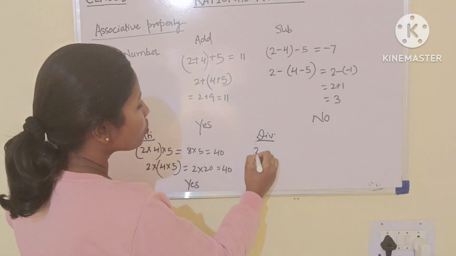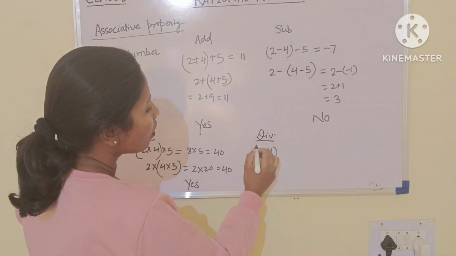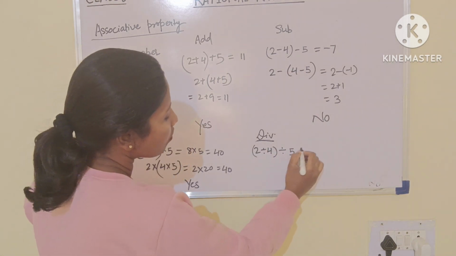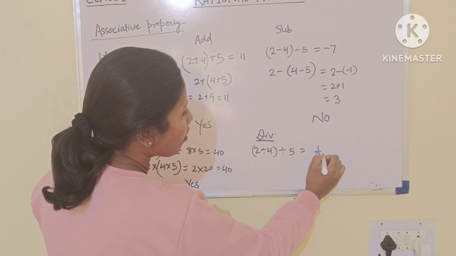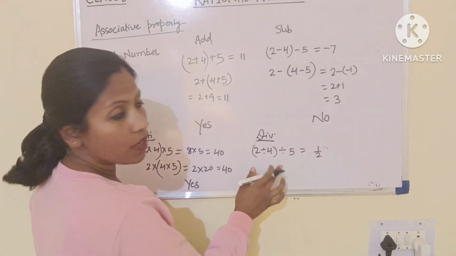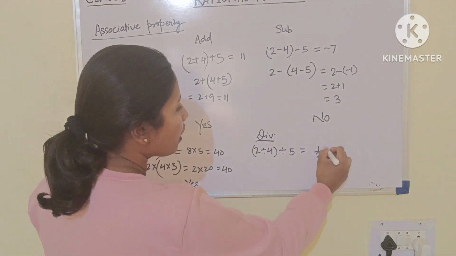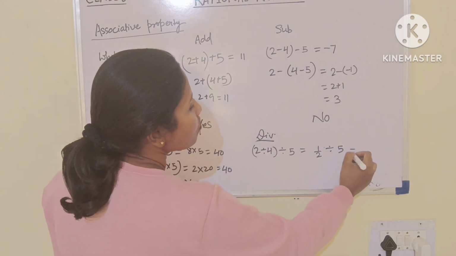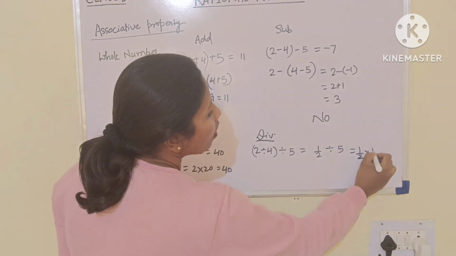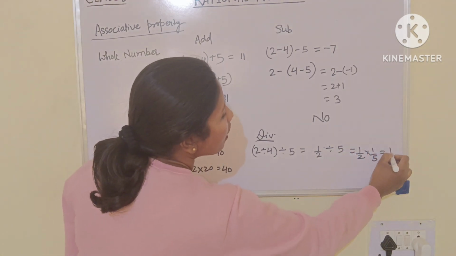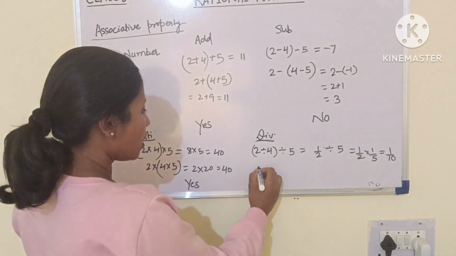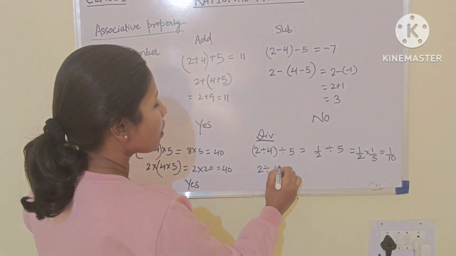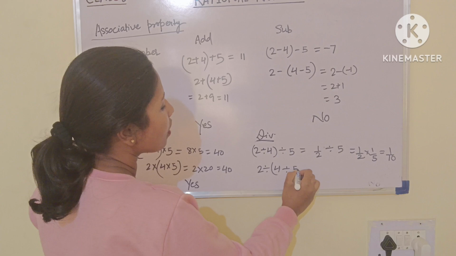Okay, let's talk about the division. Division. So 2 divided by 4 divided by 5, it will give you 1 by 2. 2 divided by 4, 1 by 2, right? Divided by 5. So it will give you 1 by 2 into 1 by 5. That's a 1 by 10. Now let's divide 2 divided by 4 divided by 5.